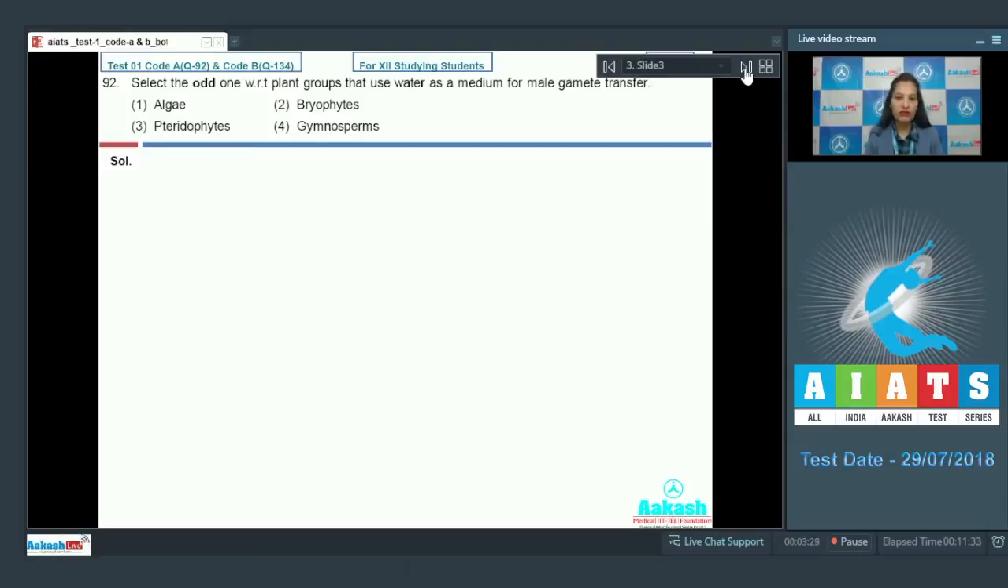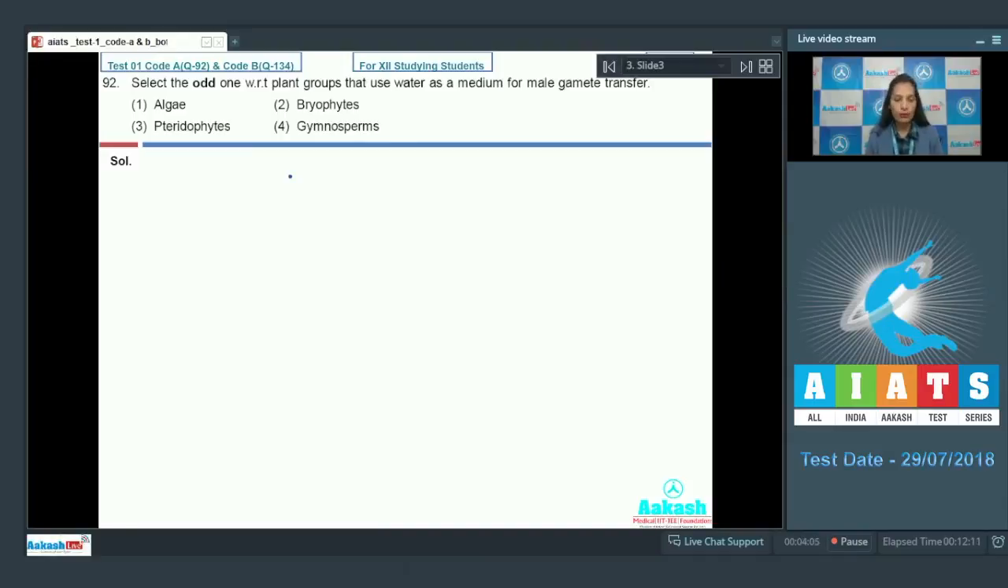Gymnosperms produce pollen grains, not the male gametes directly, but algae, bryophytes and pteridophytes, these are lower plants and they directly produce the male gametes. And these male gametes, they need water to travel from male sex organ to the female sex organ. So in lower plants such as algae, bryophytes and pteridophytes, we need water for transfer from male sex organ to the female sex organ.